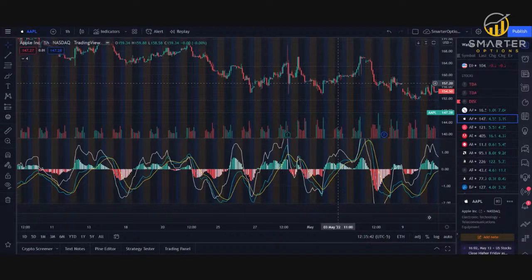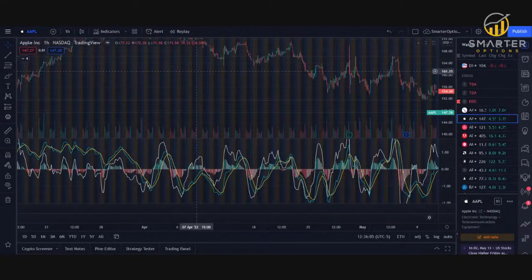Okay, and the exact opposite on the bears. When they're getting worn out, when you're getting lower lows but the oscillator is getting higher lows, that's how you get a bull divergence. It's easier just to find some examples here.